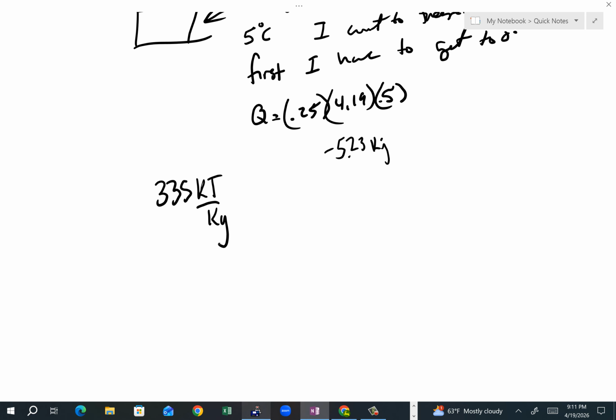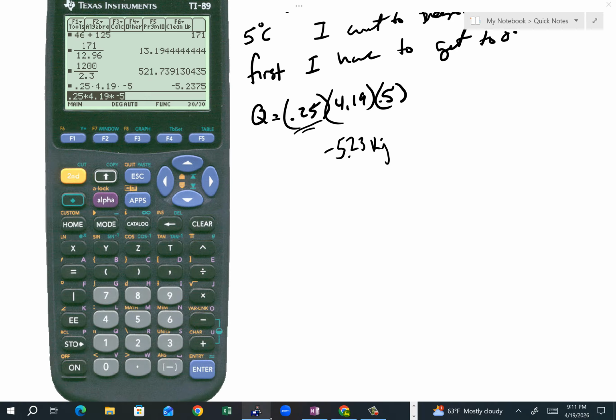Okay? And so I had a quarter of a kilogram. So I'm going to take 0.25 times 335 and I get minus 83.7. I need to pull that much out plus the 5.23 I had initially. I need to pull out roughly 89 kilojoules to get it down to 0 and then freeze it.